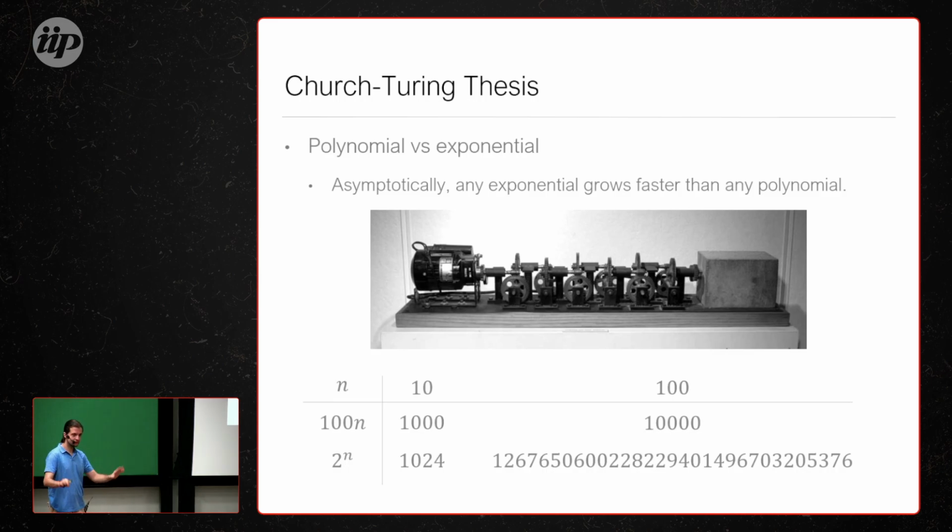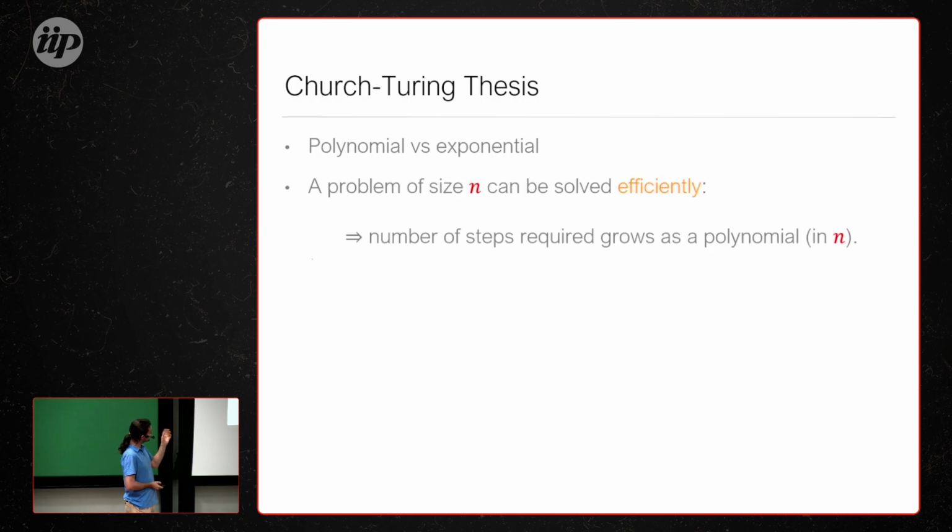Okay, so good. This is why we care about this polynomial versus exponential separation. Now, having defined this, what we're going to say is that a computational problem of size n can be solved efficiently if it can be solved in a number of steps that grows only as a polynomial in the size of the problem. And here, the size of the problem, you can think very abstractly, as any number that measures how big the problem is. So if you want to multiply two integers, the size of the problem can be the number of digits in the integers. If you want to invert a matrix, the size of the problem could be just the size of the matrix. Some vague thing that captures how big the problem is.